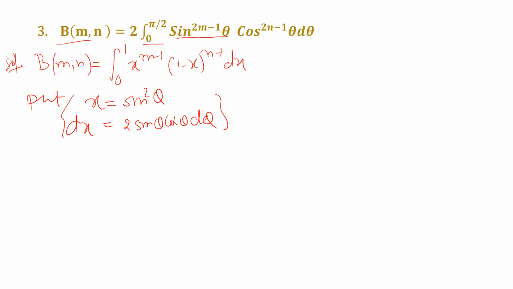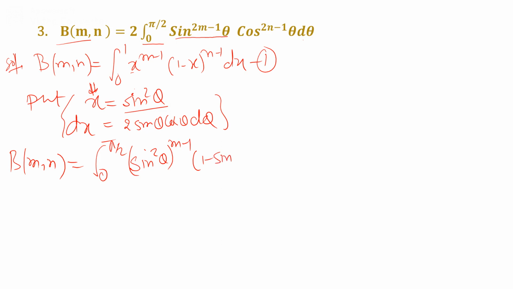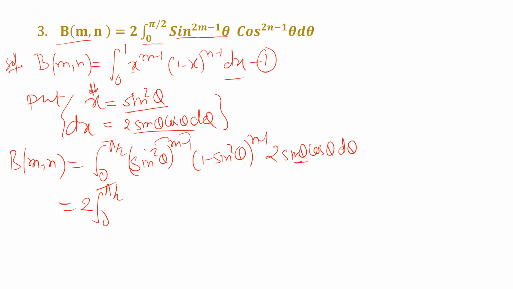We substitute in that integral, and we get β(m,n) is equal to, the limits also change: when we put 0 here we get 0, and when we put 1 we get π/2. In place of x we put sin²θ, so we write (sin²θ)^(m-1)(1-sin²θ)^(n-1), and in place of dx we write 2 sinθ cosθ dθ. So we write 2 times the integral from 0 to π/2, which becomes sin^(2m-2+1)θ, that is sin^(2m-1)θ, and cos²θ gives us (cosθ)^(2n-1) dθ.